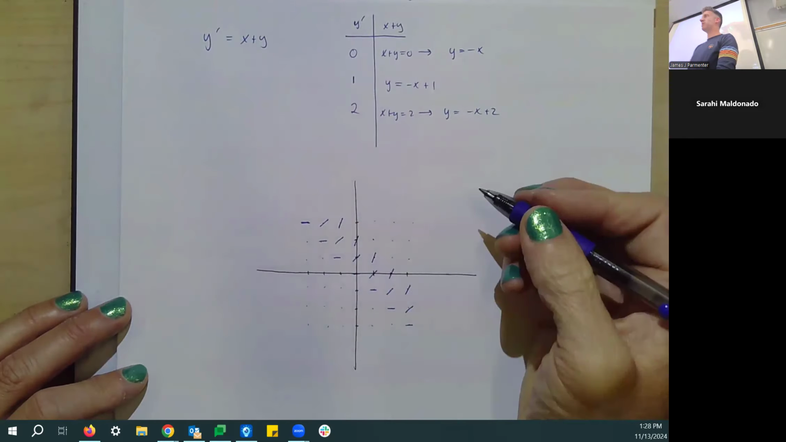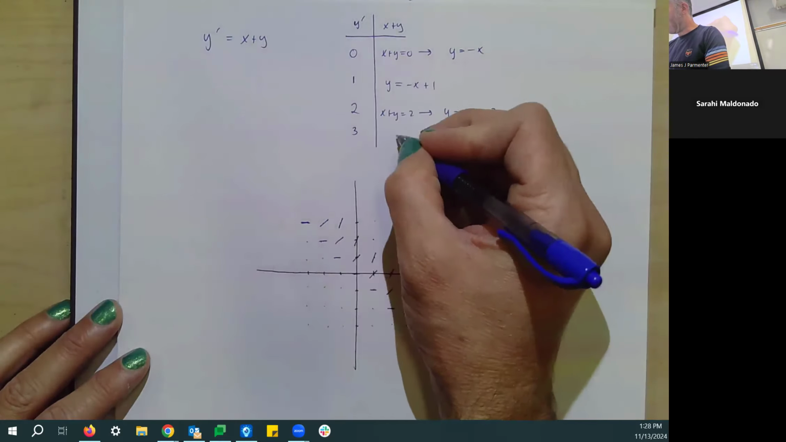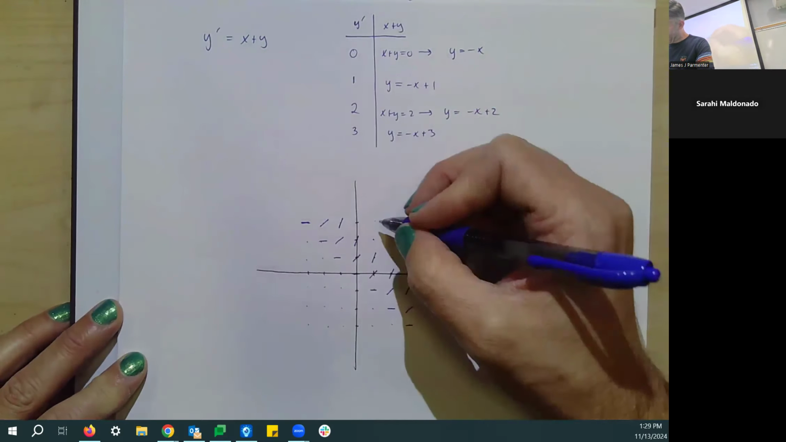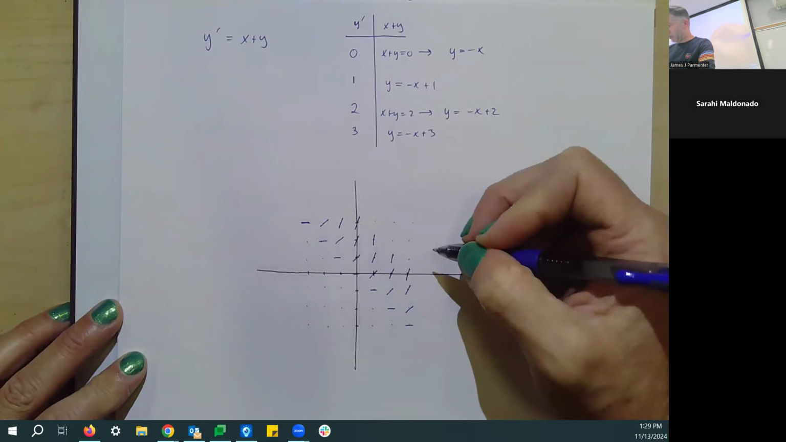And then I think we can see the pattern here. Whatever I'm picking for y prime is essentially the y-intercept of my line. So if y prime is 3, I get y equals negative x plus 3. So along this line here, my slope is even steeper. Whoops, it didn't look steeper though. Sorry, I'm not good at drawing slopes steeper than 2.